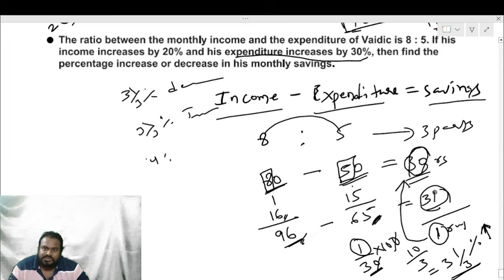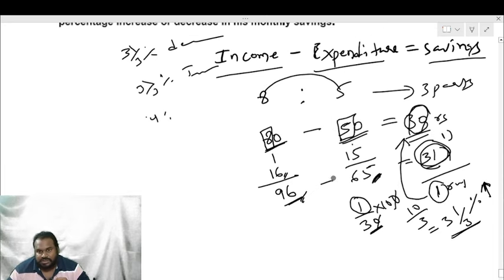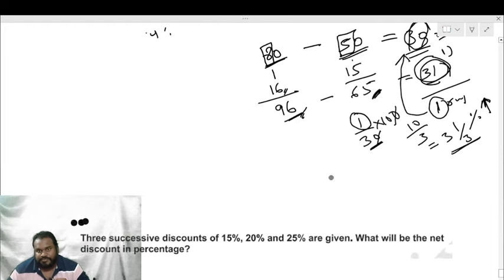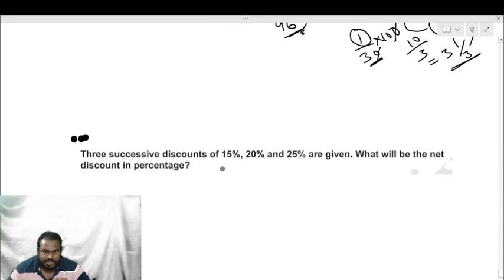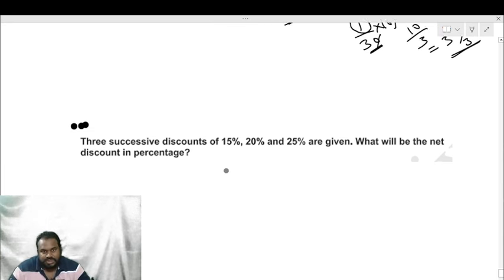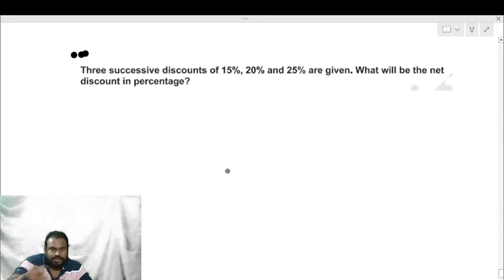Is it an increase or decrease? Initially he was saving 30, now he is saving 31. So the amount of increase is 1 rupee, and 1 out of 30 is the percentage. Like this, you need to calculate. So this was the question asked in SSC CGL 2023 from percentages. This is the second question he also asked in SSC CGL itself.